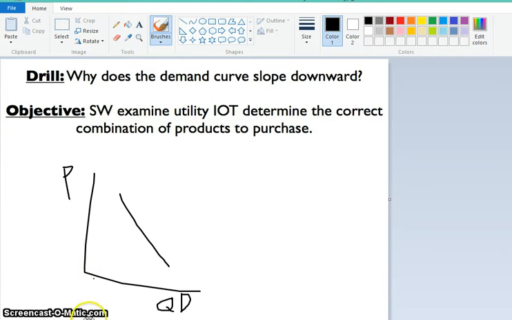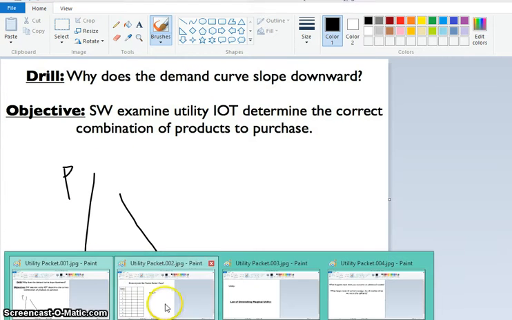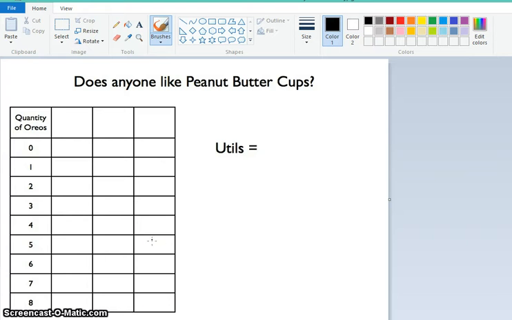So the first thing we're going to do is I want to have you look at this little scenario here. If I were in class this day, I either have some peanut butter cups or I have some Oreos. I ask if anybody's a particular fan of these things, and I'll bring up a couple people who profess that they really love my peanut butter cups or my Oreos. It doesn't matter which one we use.